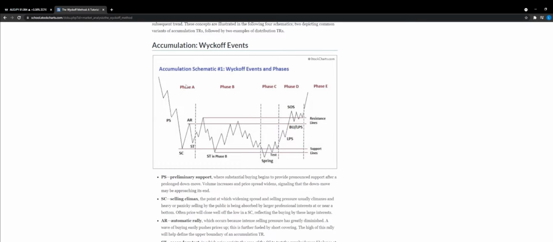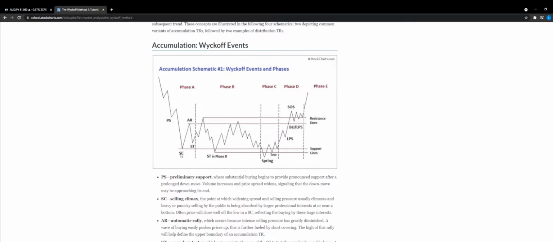So phase A, as we can see, this is where the selling force decreases and the downtrend starts to slow down. This phase is usually marked by an increase in trading volume. So the preliminary support, as you can see, the PS, that indicates that some buyers are showing up, but still not enough to stop the downward move.